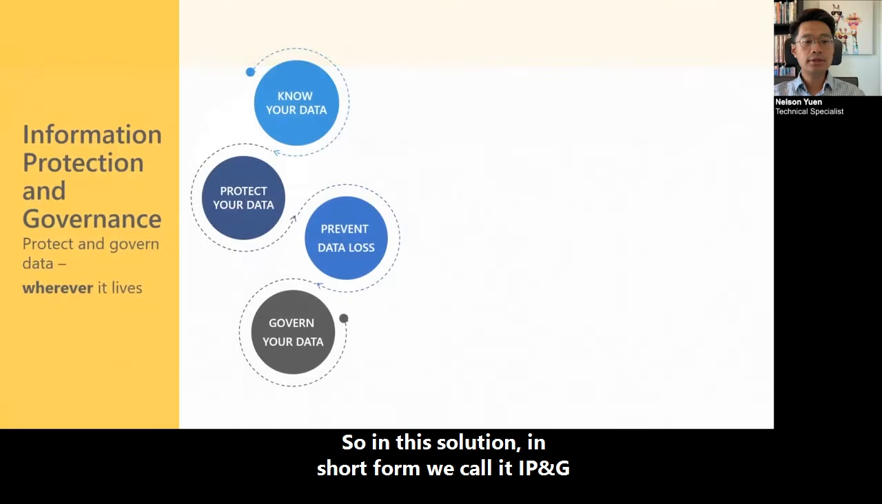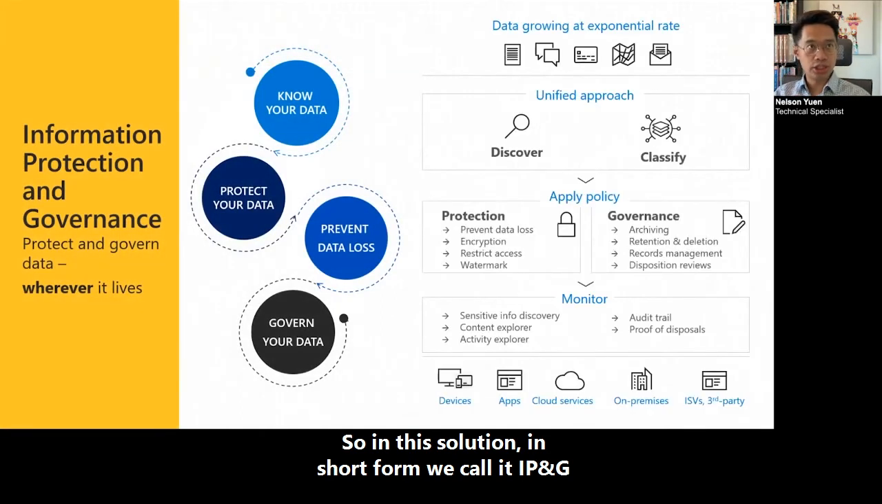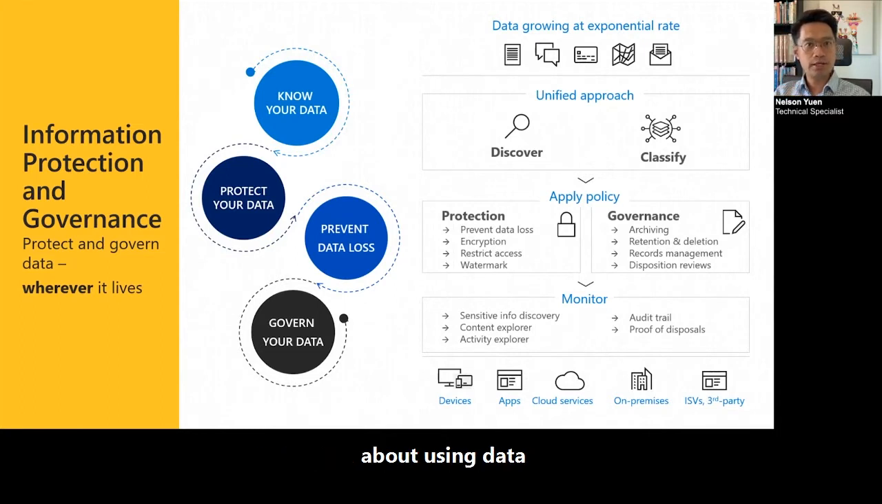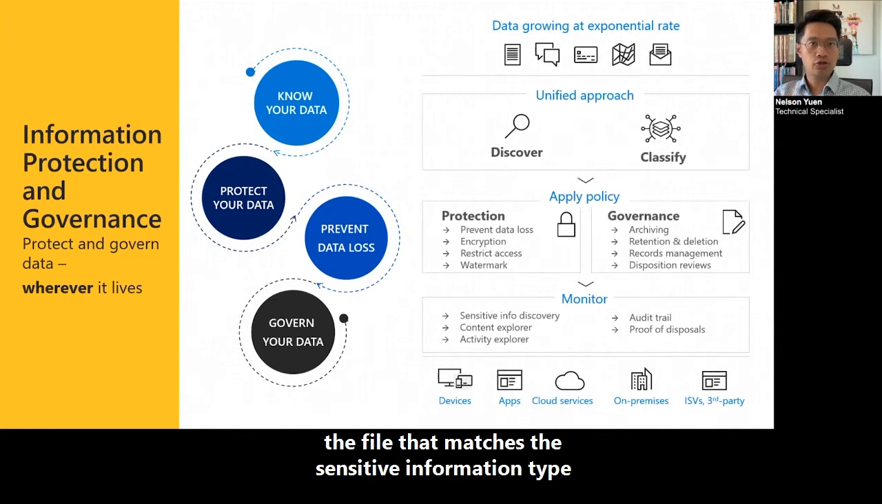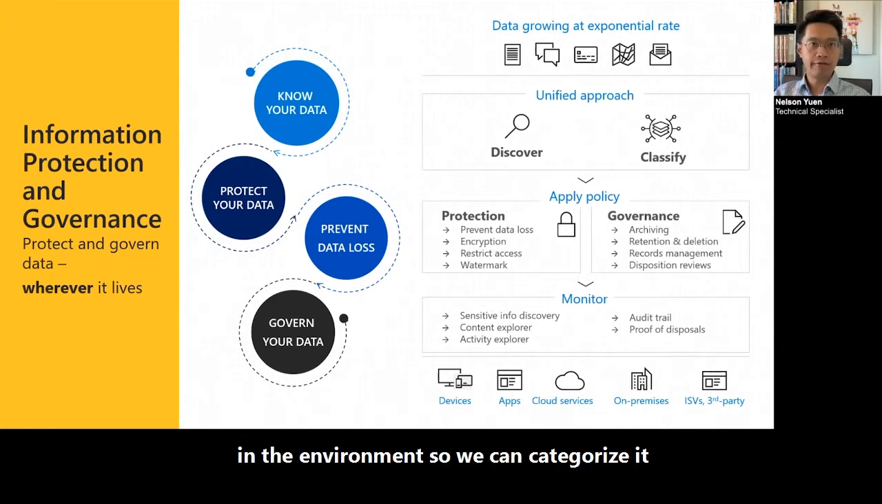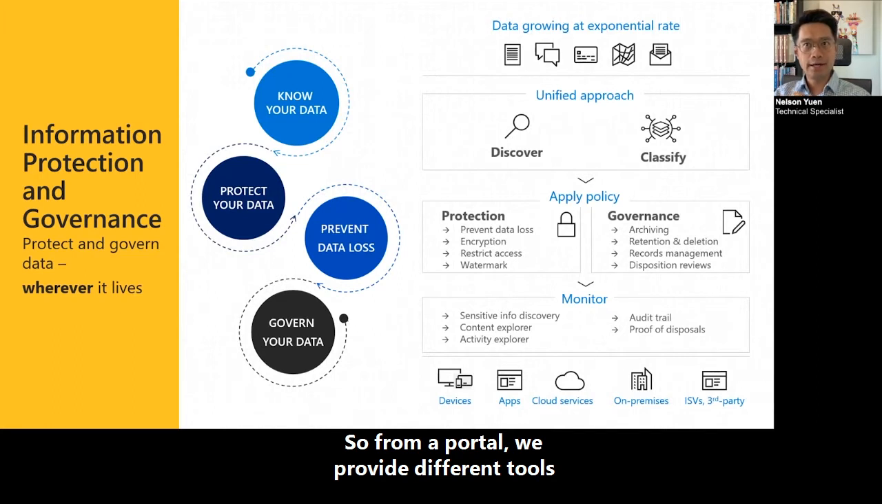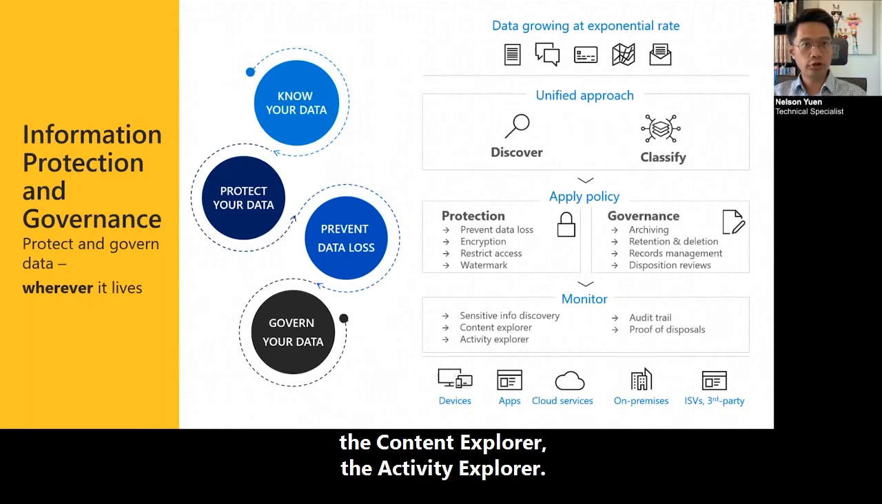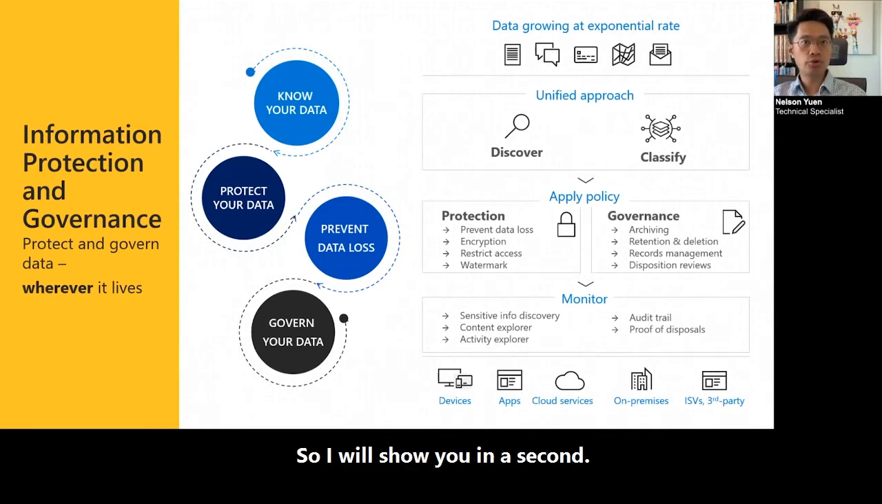So in this solution, in short form, we call it IP&G, information protection and governance. We look at the whole data lifecycle. First of all, we give them visibility into user behavior and user data. If there's any information or file that matches a sensitive information type in the environment, we can categorize it and surface it back to the portal. From the portal, we provide different tools to look at the data, for example, the Content Explorer and the Activity Explorer. I will show you in a second.